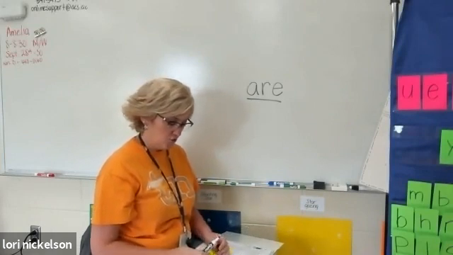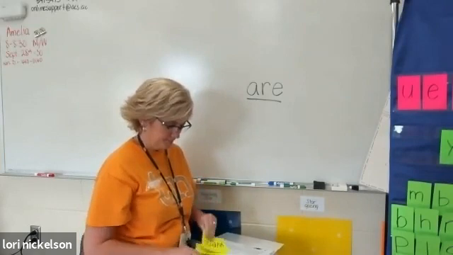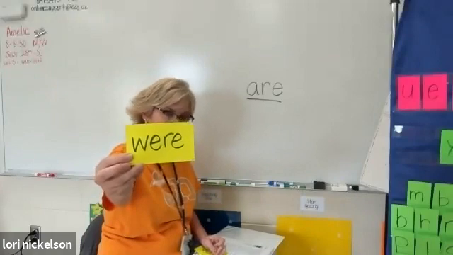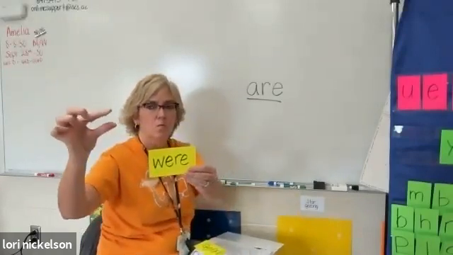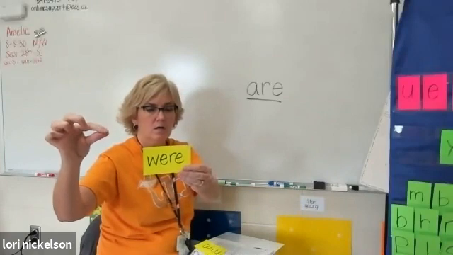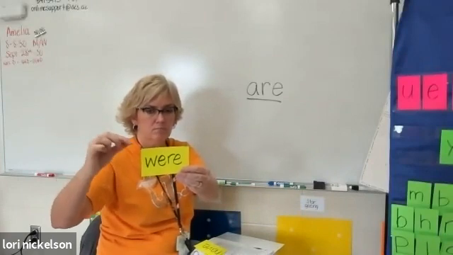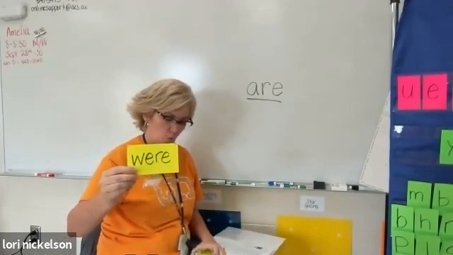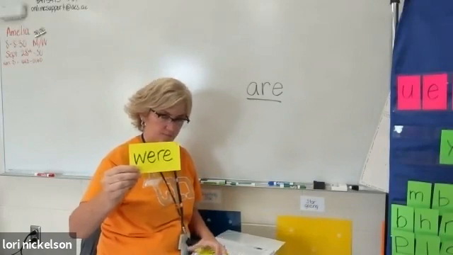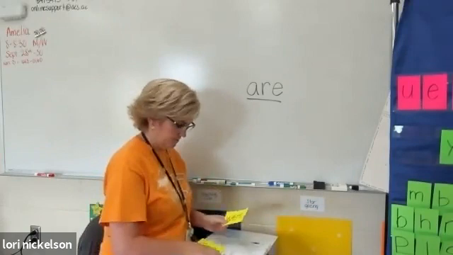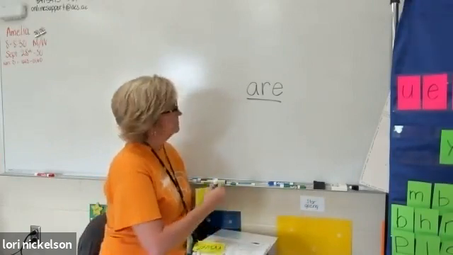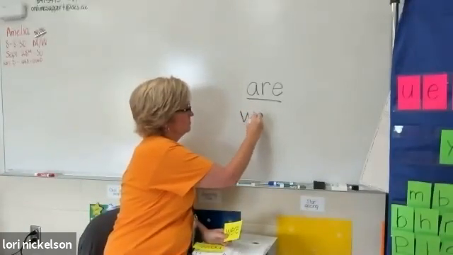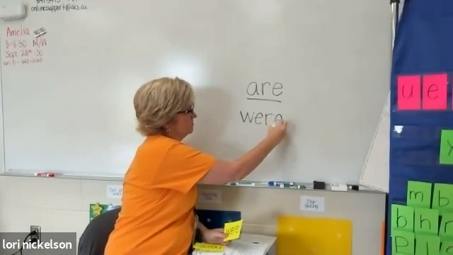All right, our next tricky word is this word here. Try blending that word. This word is pronounced "were," as in we were at the grocery store. So I'm going to write this word on the board. Were.